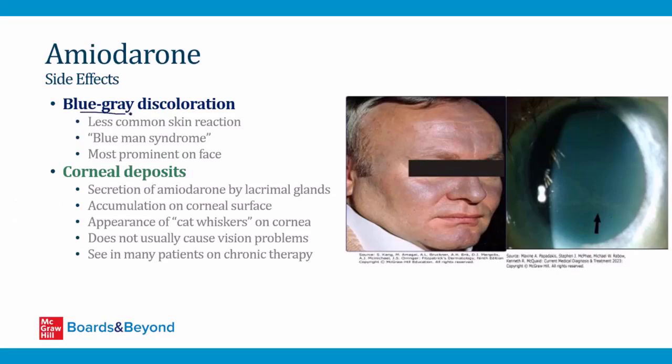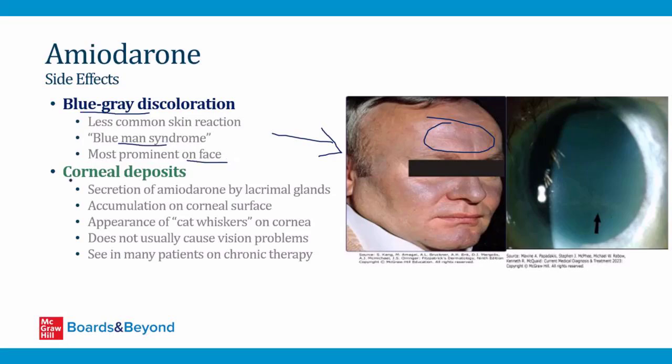This is a blue-gray discoloration of the skin. This is a picture of a man who has it here. You can see this blue-gray discoloration of the skin on his forehead. This is called the blue man syndrome. It's most prominent in the skin of the face, and it's a very uncommon side effect of amiodarone.